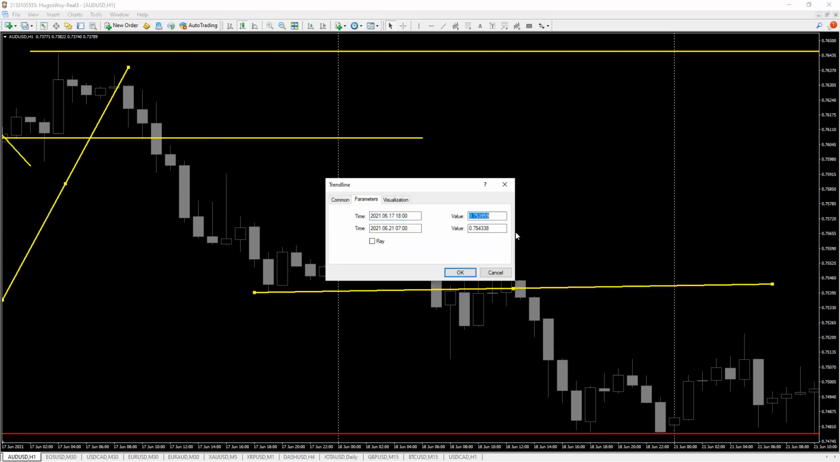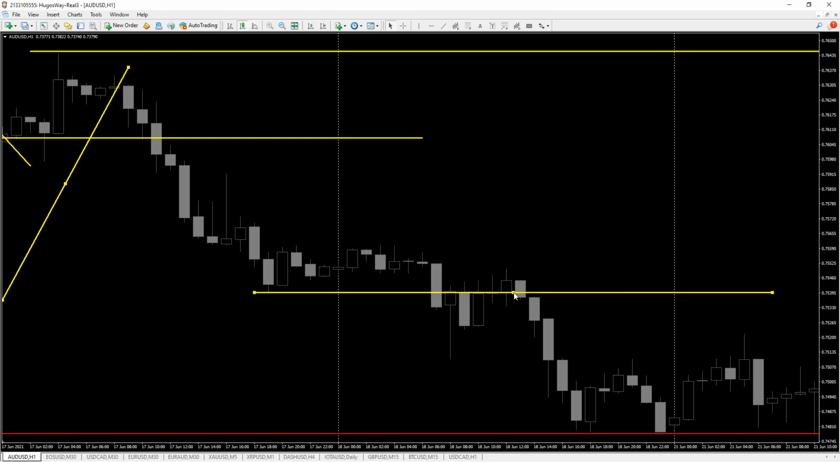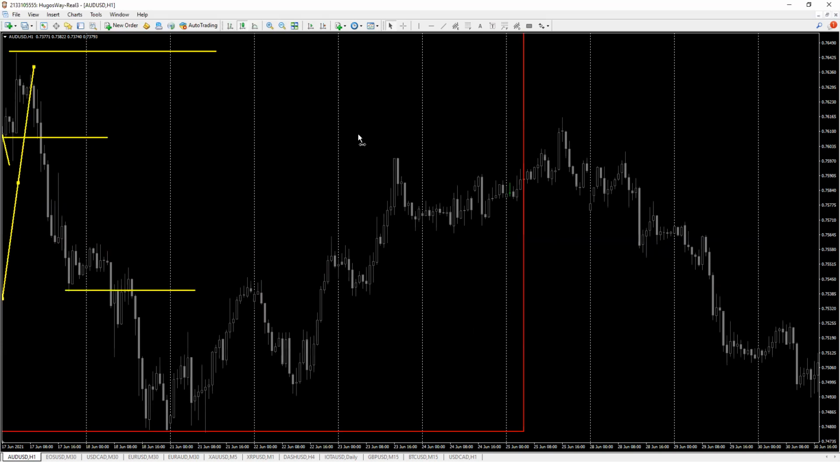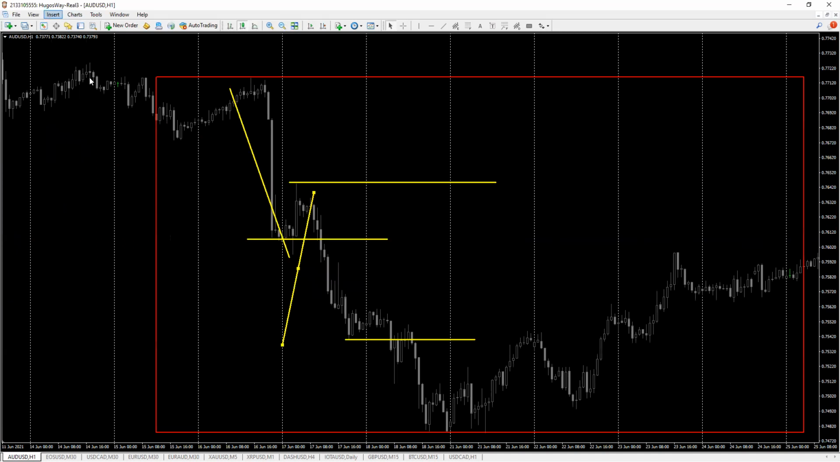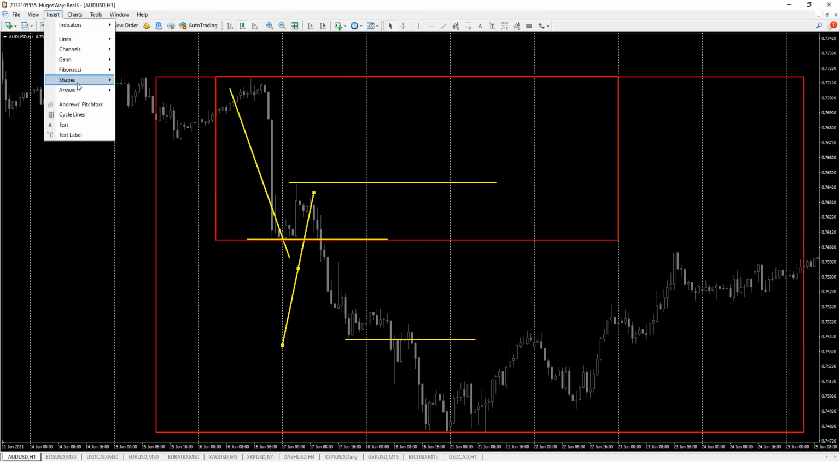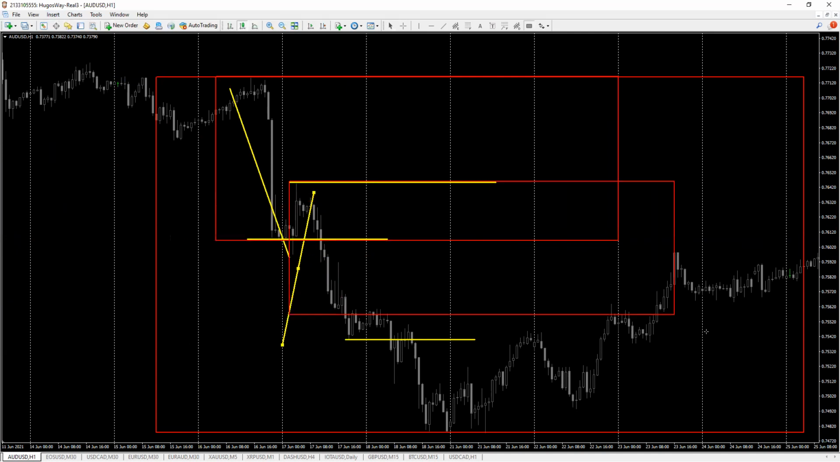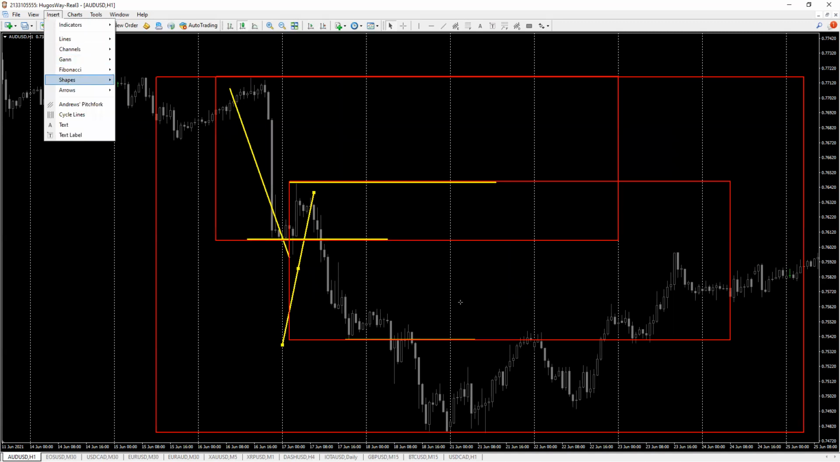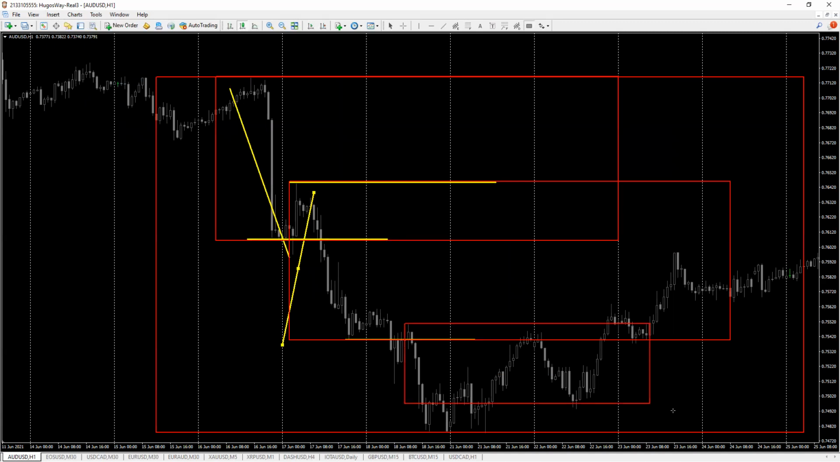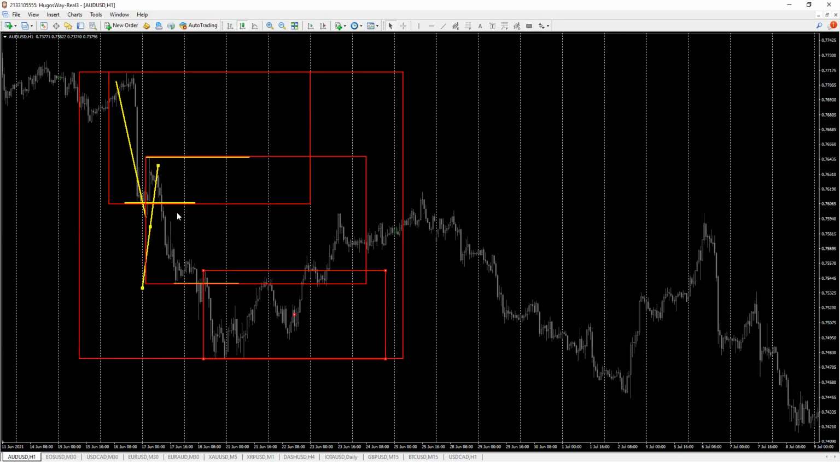Level 2 to level 3 doesn't typically give you a big retrace. So that's why you see it really just continued to fall. So in this particular cycle, we got level 1, level 2, and level 3. You see that?